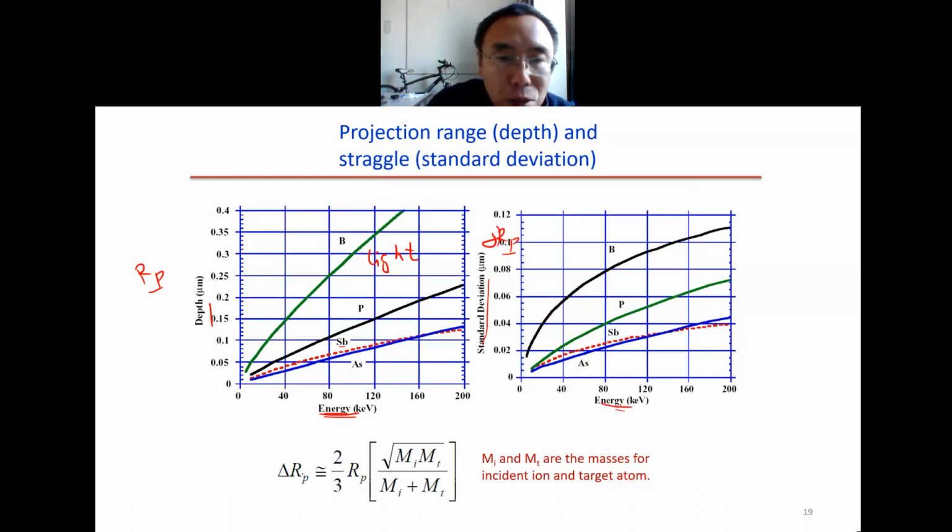So typically, roughly, delta RP is given by this formula. So it is related to the RP. The higher the RP, the higher the delta RP. For example, if the mass of the ion and the target are roughly the same, this will give delta RP of about 1/3 RP. So roughly you can see, delta RP can be 1/3 RP if the masses are roughly the same.